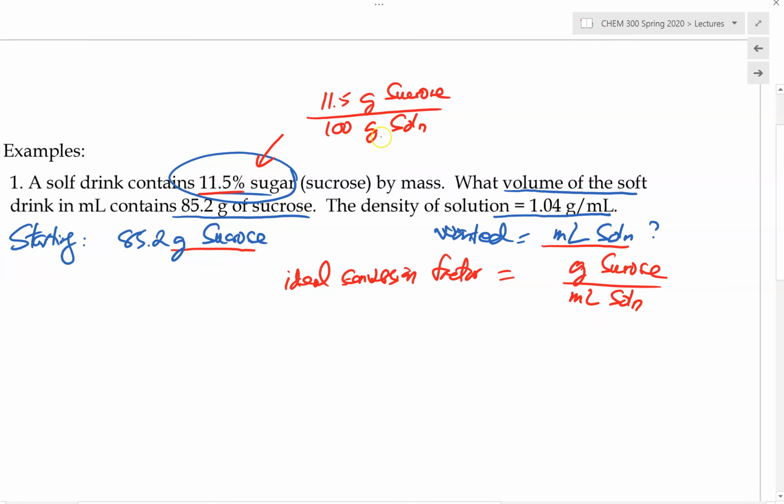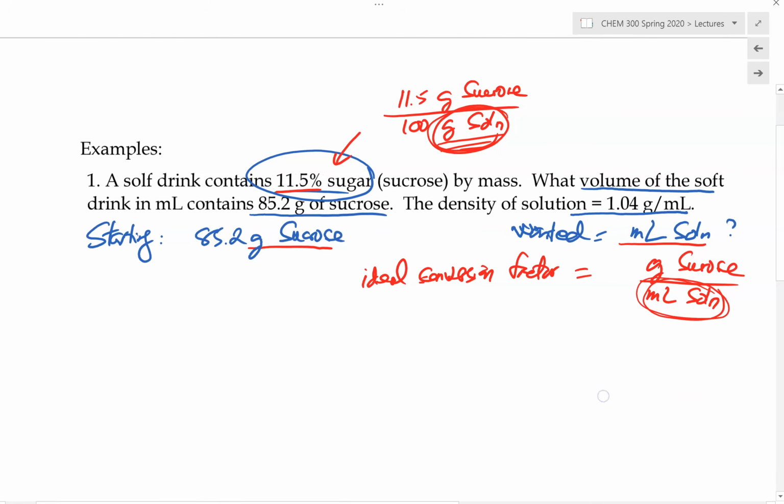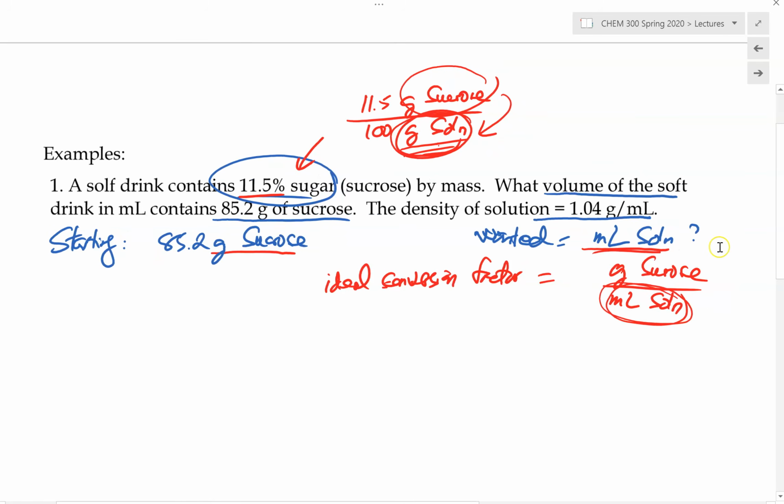But here we see that this is over gram of solution, and I want something like over milliliter of solution. So that would not be appropriate, right? This is not the conversion factor that will allow me to solve this problem in one step. So what is missing? If I were to use this conversion factor, I can convert from gram of sucrose into gram of the solution. But how do I get to milliliter of solution then?